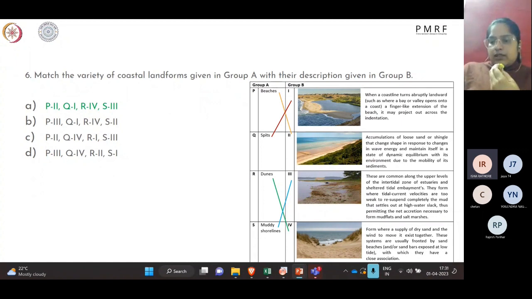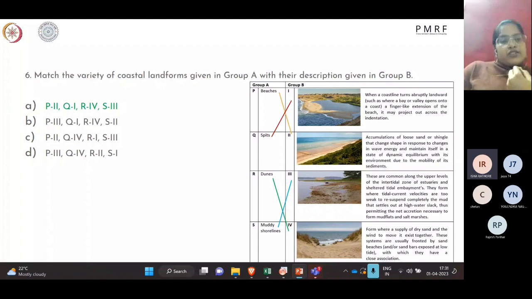And then muddy shorelines are common along the upper levels of the intertidal zone or estuaries, and these are sheltered tidal embayments. They form where tidal current velocities are too weak to resuspend completely the mud that settles at high water slack, thus permitting the net accretion necessary to form mudflats and salt marshes. So muddy shorelines are basically when, instead of beach sediments, you have a muddy sort of beach. So S matches with C. So A was the correct option, as you pointed out.